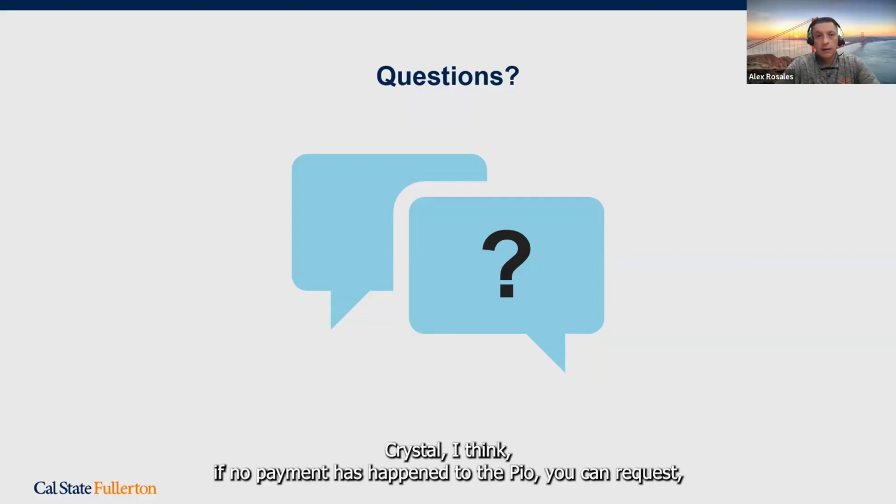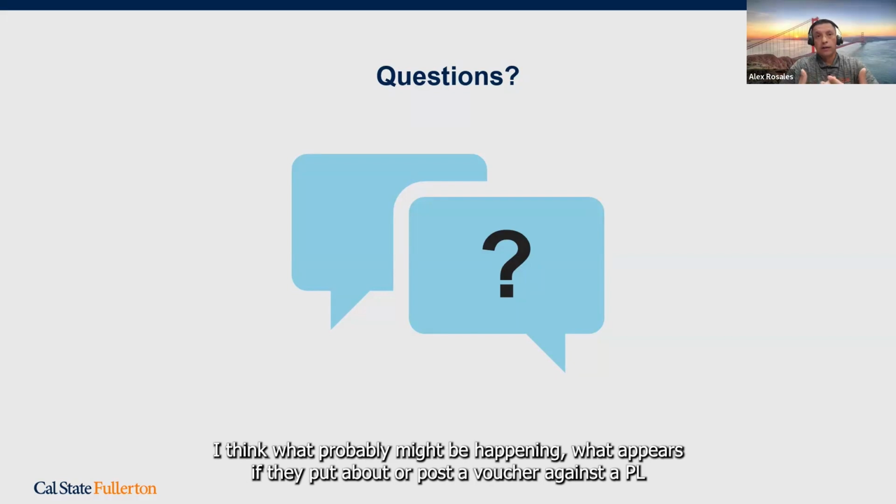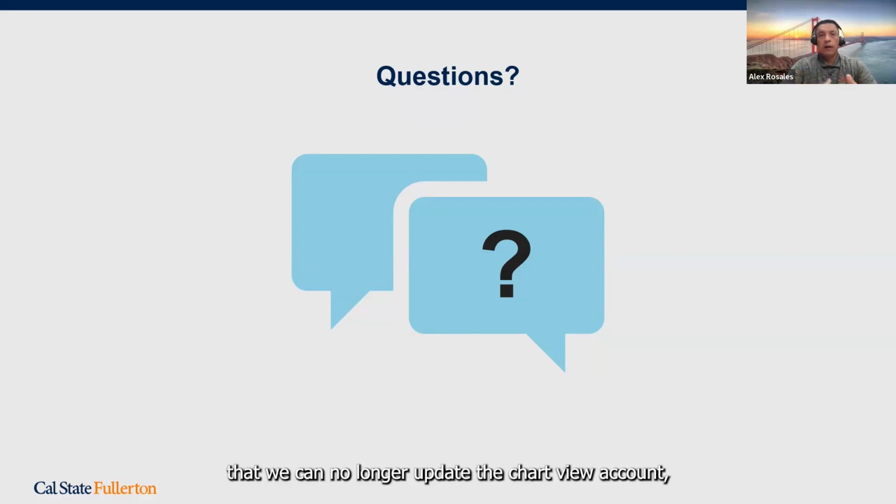So Crystal, I think if no payment has happened to the PO, you can request that change to happen on the CMP side of the house so that we could go into the PO and make those changes. I think what probably might be happening with AP is if they post a voucher against a PO, then we can no longer update the chart field account.